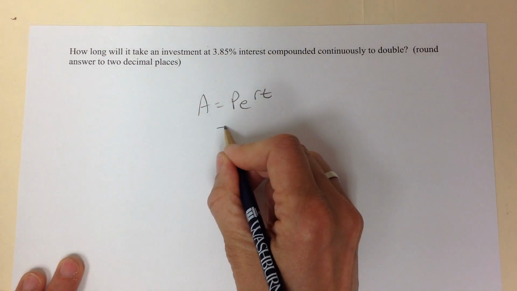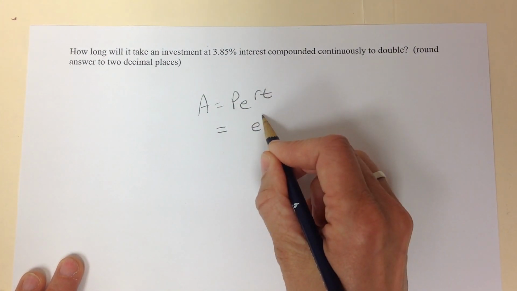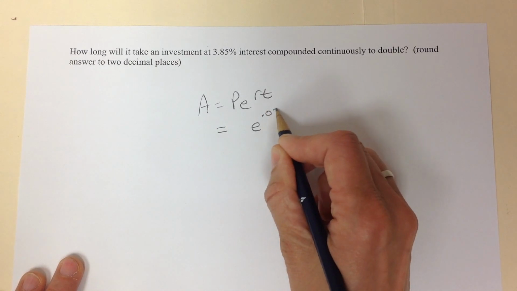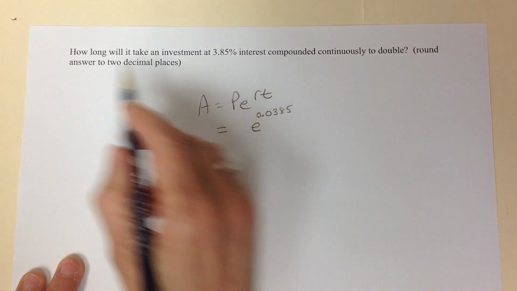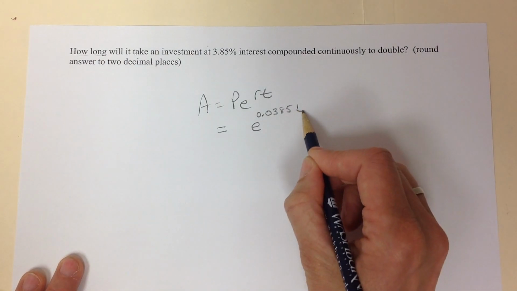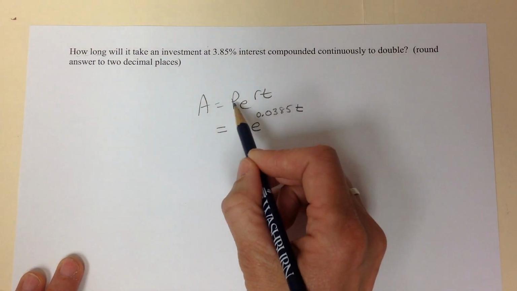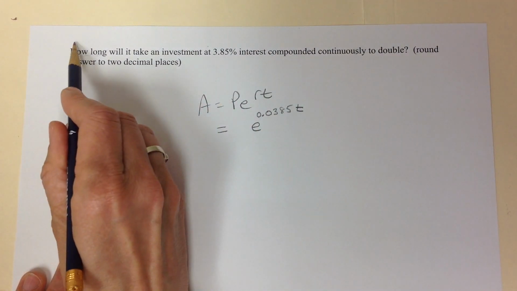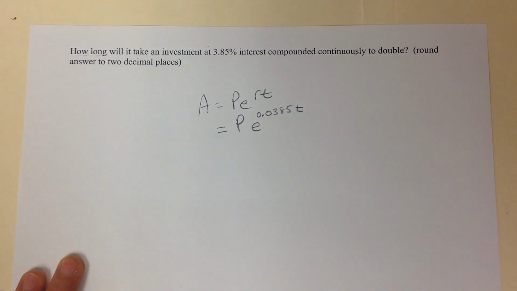Now I want to plug in what I know. Here's my rate. So I leave some space here for the P. I've got 0.0385 in decimal. Let's see, t. It says how long, so that's what I need to find, t. Let's see, P is how much I invest. It does not tell me how much I invest, so that's still P.